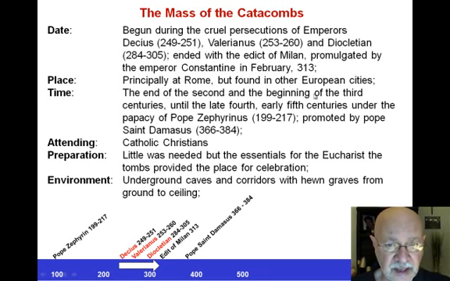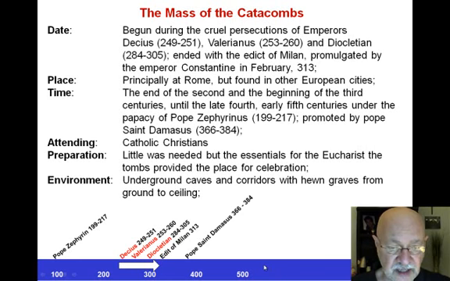The end of the 2nd and the beginning of the 3rd centuries until the late 4th century is really the time we're talking about, under the papacy of Pope Zephyrinus between 199 and 217, and of course it was also promoted by Pope St. Damasus, who reigned from 366 to 384. Of course, those attending were believers, Catholic Christians. Little was needed for the Mass in the catacombs except the essentials for the Eucharist. The tombs provided the place for celebration. The environment was underground caves and corridors with hewn graves from ground to ceiling.